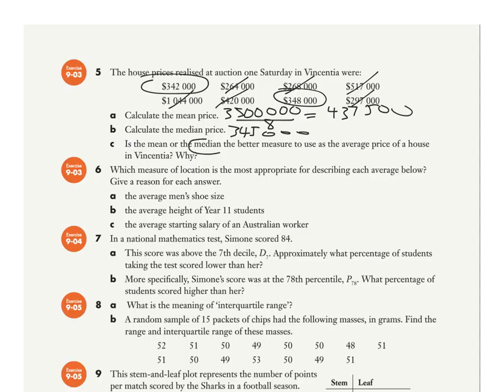Alright, is the mean or the median better? Well, the median is better because that is not affected by a big outlier. The mean is affected by an outlier.